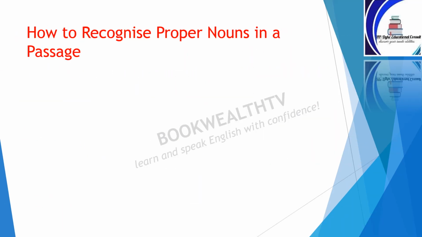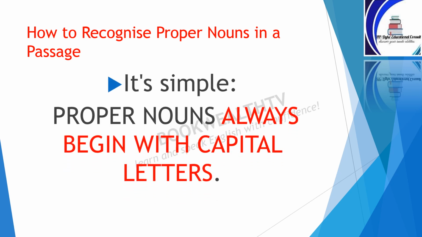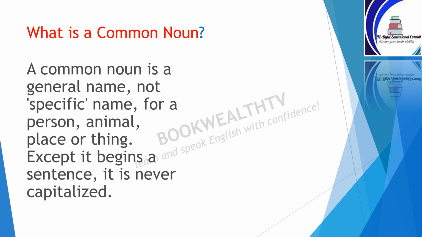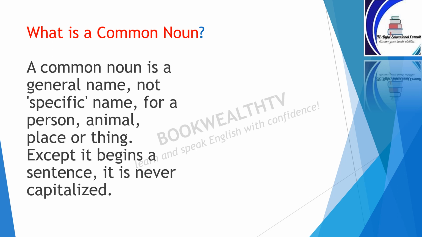How then can you recognize proper nouns in a passage? It's simple. Proper nouns always begin with capital letters. Next, we shall see what common nouns are and how they are different from proper nouns. What is a common noun? A common noun is a general name, not a specific name, for a person, animal, place, or thing. Except when it begins a sentence, it is never capitalized.